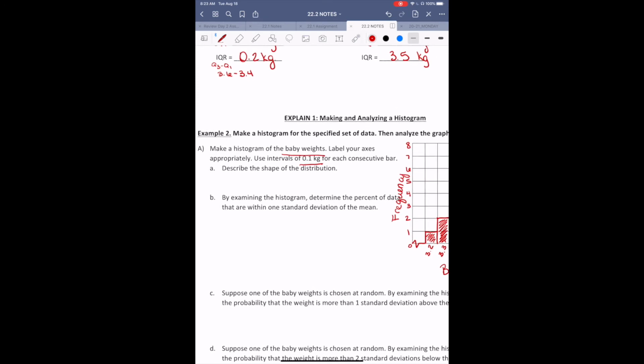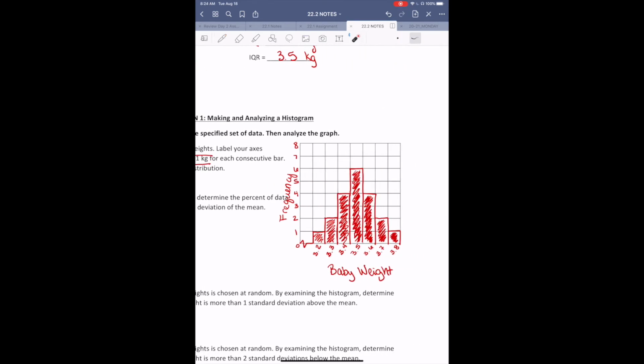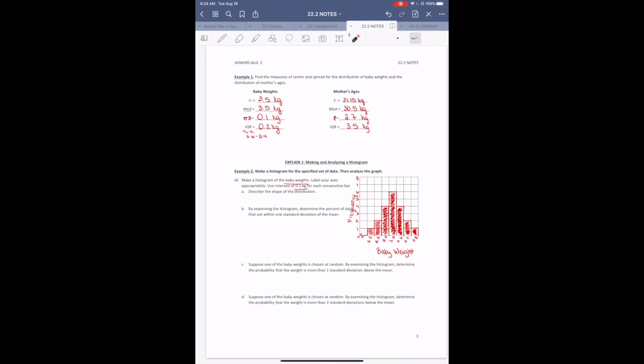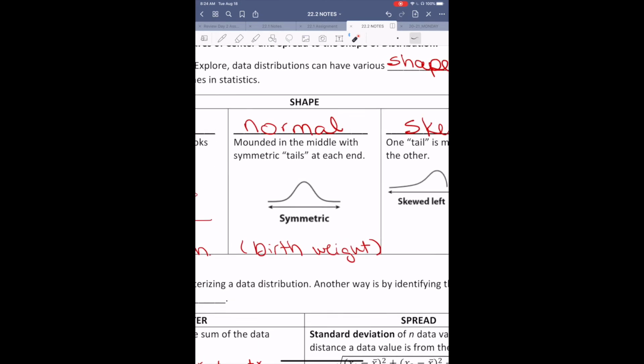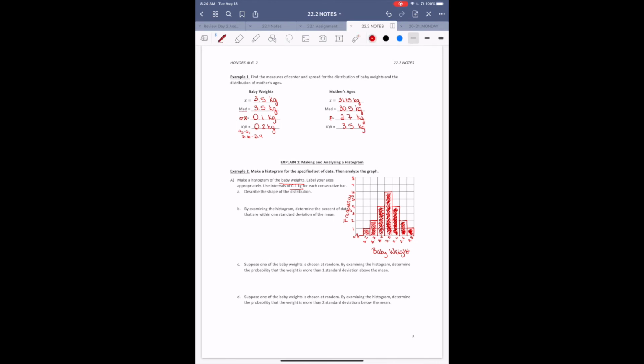So now let's go ahead and look at A. For A, it says describe the shape of the distribution. Well, if we look at the shape, you can see that perfect mound up on top. And if you recall from the definitions, a shape that has a mound in the middle with tails at the end is called a normal distribution. So for A, this is a normal distribution.